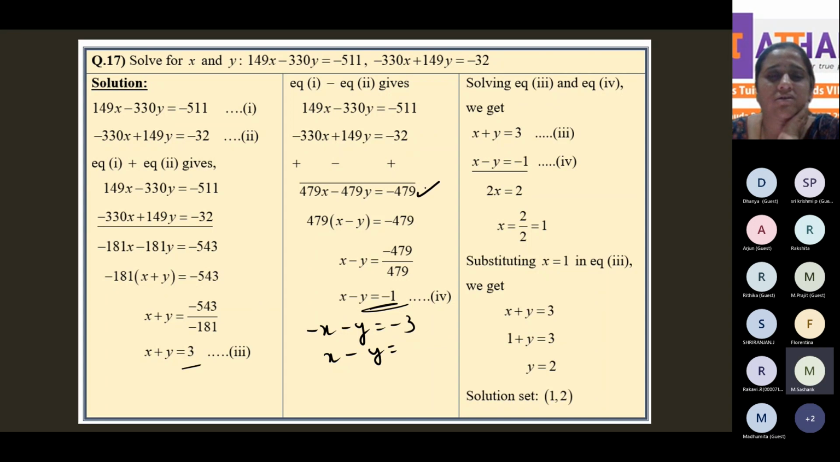Yes, ma'am, I made a mistake in the sign, ma'am. Yeah, you would have written plus 479. Yes, ma'am. Yeah, it's minus 511 plus 32. So it's minus 479.